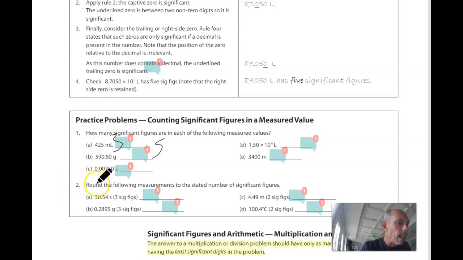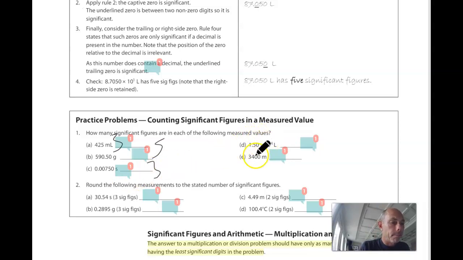All right, in 1C, these zeros are all leading zeros, so none of those are significant. They're all in front of the first non-zero digit. The 7 and the 5 are non-zero digits, so those are significant. And then this 0, which is trailing, is significant because there's a decimal in the number. So I've got 3 significant figures, the 7, the 5, and that trailing 0, because there's a decimal there.